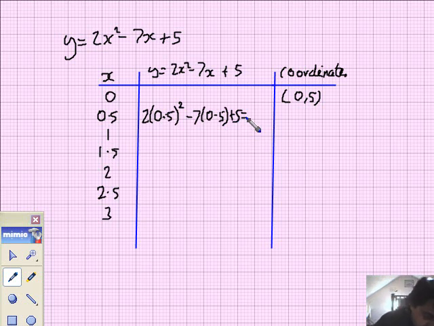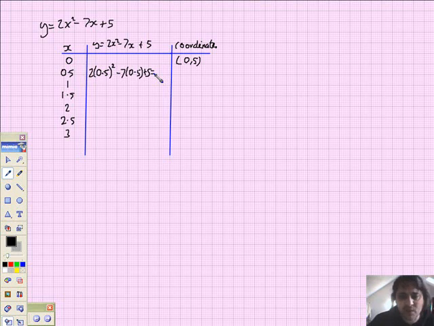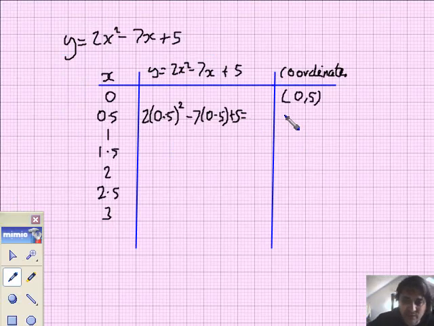So 0.5 squared equals that. Now times that by 2 is 0.5. Yeah. Now what is 7 times 0.5? Well, it's going to be 3.5, so it's minus 3.5. Then I'm going to add 5. Well, I made that 2 on my calculator. Again, I don't really trust calculators with these things, but I've got to do it. So I've got the coordinate 0.5, comma 2.